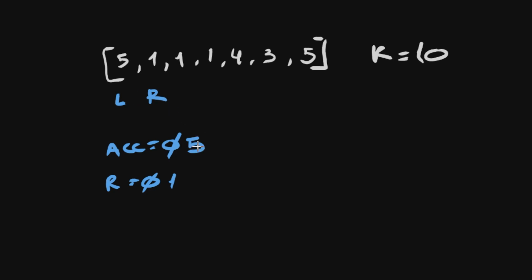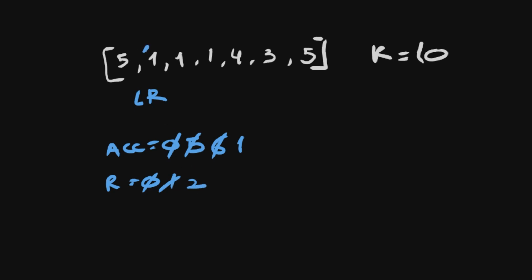And now we add 1 to our accumulated. So this is now 6, and 6 times 2 is bigger than k. So in this case we update our left pointer, but before we need to subtract from our accumulated the value at the left pointer, which is 5. So 6 minus 5 is 1. This is now 1. Left pointer is here. And now right pointer minus left pointer plus 1 is 1. So we add 1 more to our result, which is now 2.